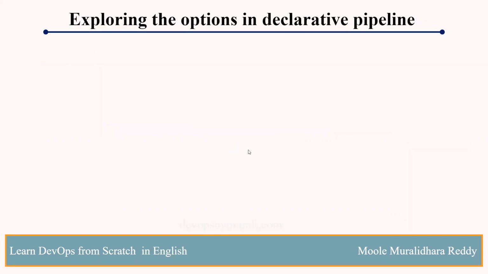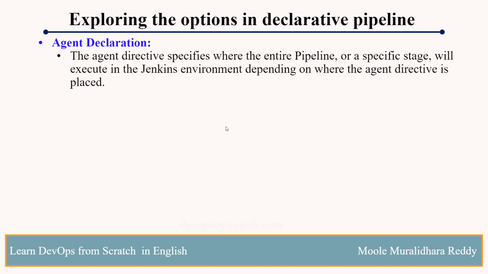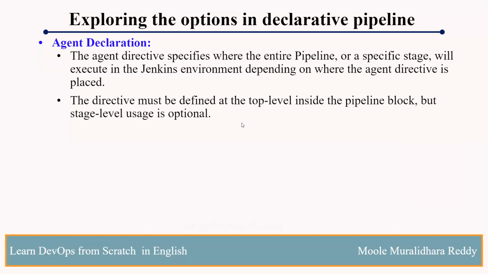First one, agent declaration. What is agent declaration? If you want to run the particular pipeline, whether you want to run it on the master node or slave node, we can define that inside the agent declaration only. This agent declaration we can define inside the pipeline tag. Also, we can define it at stage level, or at the entire pipeline level.